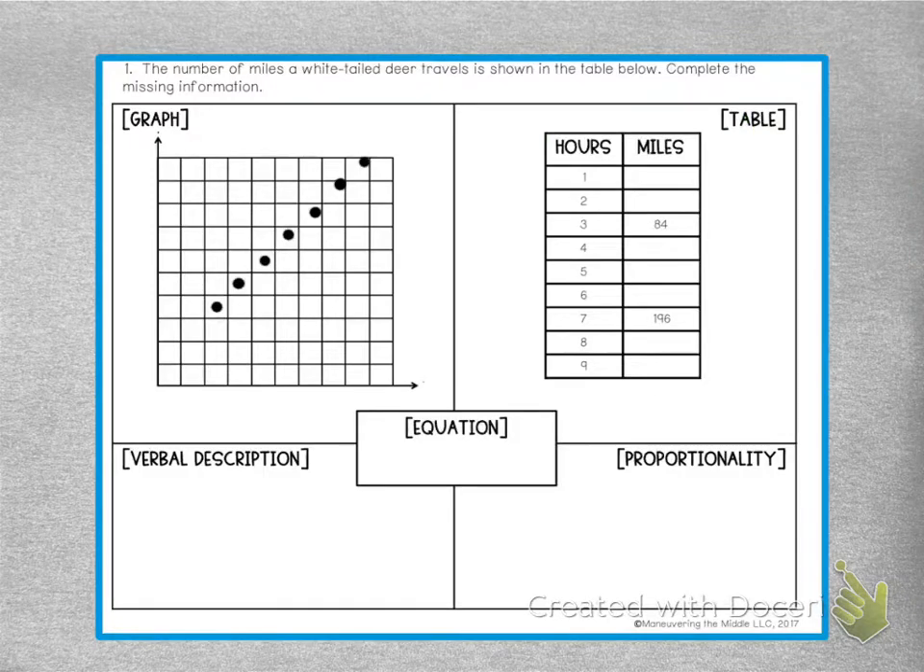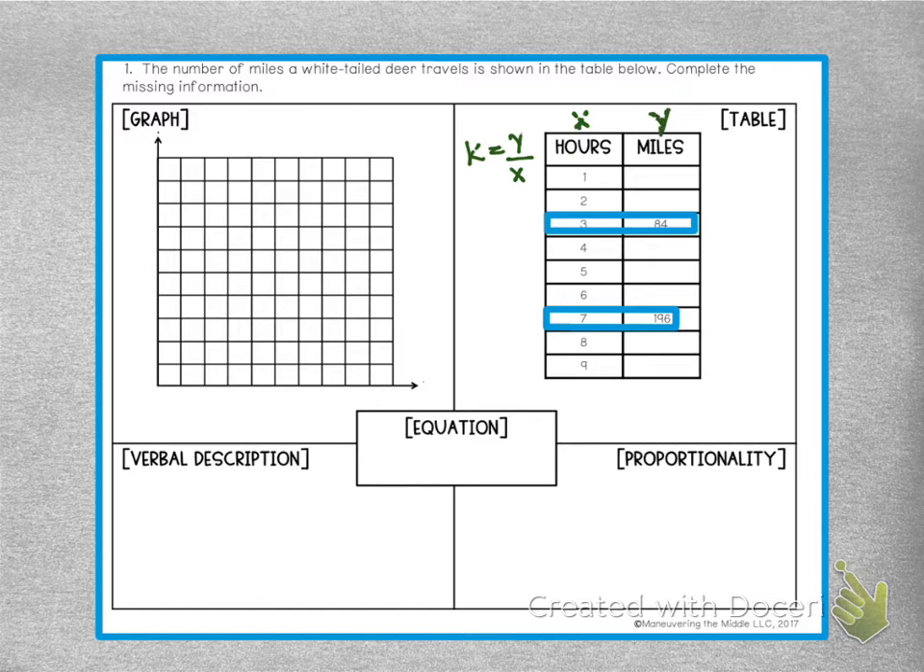Okay, so let's go to number 1. Number 1 says the number of miles a white-tailed deer travels is shown in the table. Complete the missing information. According to our table, we have only 2 ordered pairs. To find our constant of proportionality, we can write k equals y over x. Your hours are your x values and your miles are your y values.